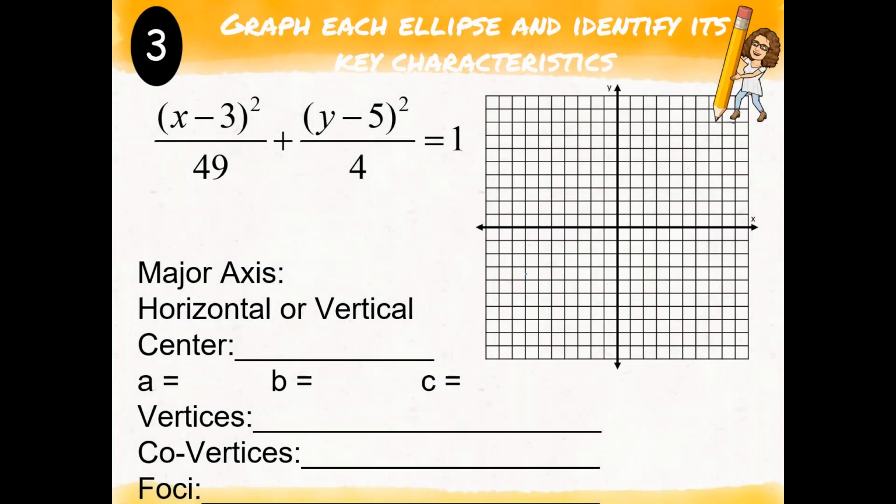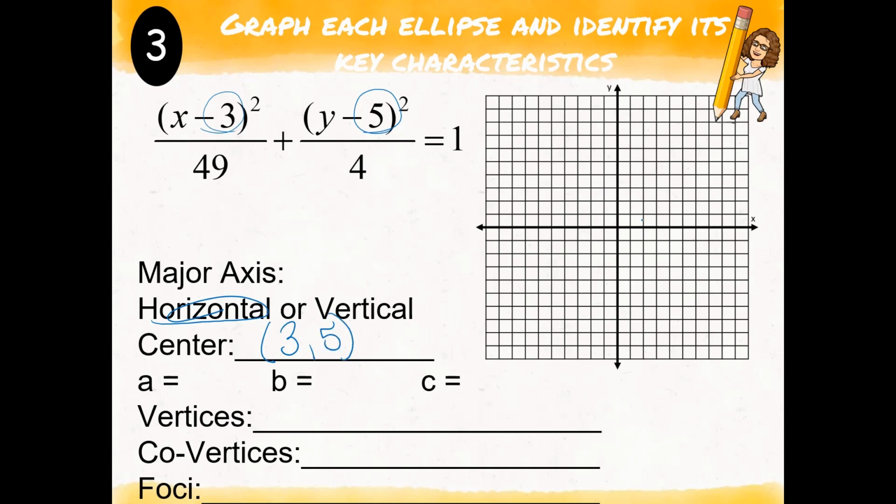Let's jump in. Let's try the first problem. So I have (x minus 3) quantity squared divided by 49 plus (y minus 5) quantity squared divided by 4 is equal to 1. So first, I need to figure out what is my major axis. Remember, it depends on who has the bigger denominator. Since the x has the bigger denominator, this ellipse will have a horizontal major axis. And the center, not (0, 0) this time, because the 3 is with the x and then we have a 5 with the y. So our center will be (3, 5).